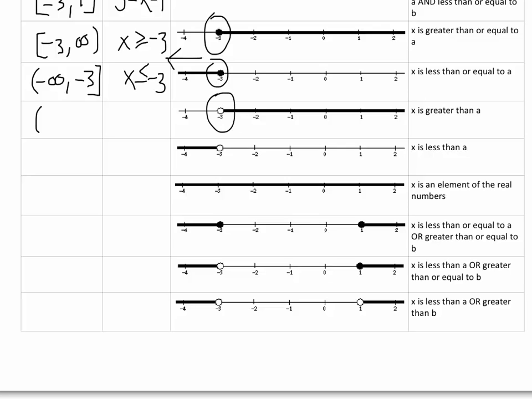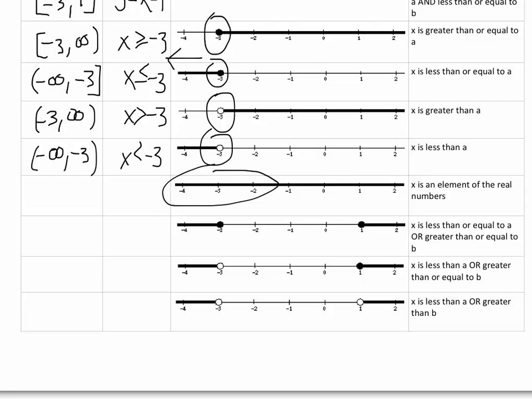Open circle, so -3 with a round bracket, and infinity with a round bracket, or x is greater than -3. Again, we would have -infinity, -3 round bracket, or x less than -3. This one, no restrictions, so it's just going to be between -infinity and infinity. Or we would say here, x is an element of all real numbers.